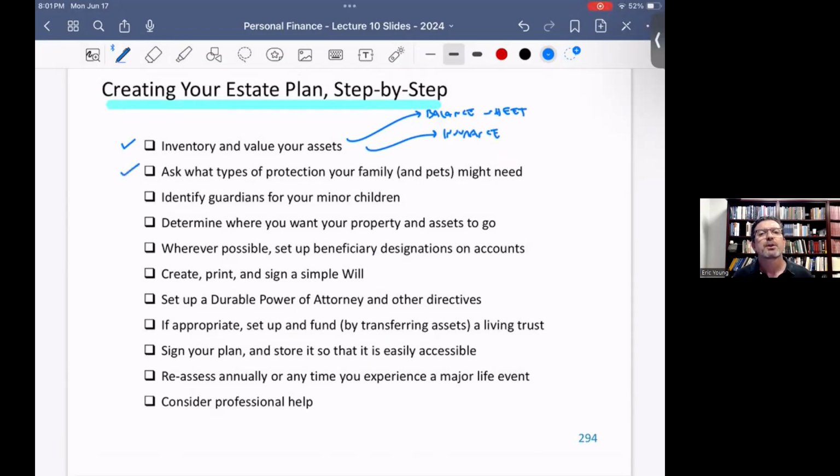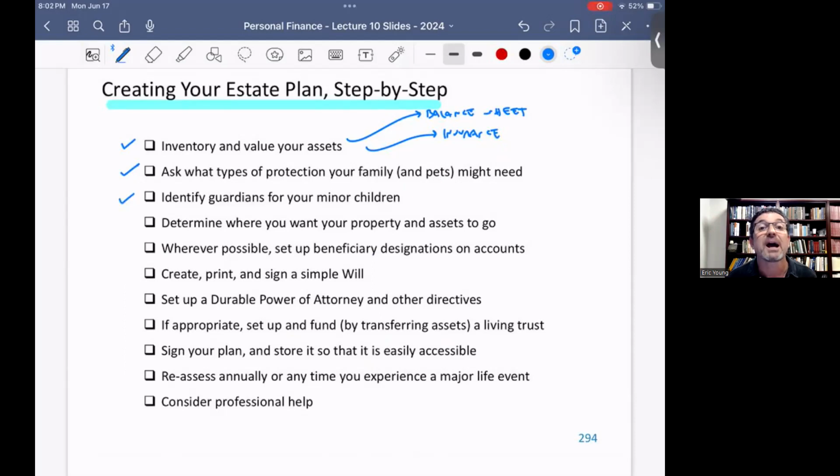Step two, think creatively about the people you love and ask, what types of protections do your family need? Note also that you can use your estate planning documents to also set aside money for the care of your pets. And if pets are an important part of your life, like a part of the family, you want them taken care of as well. That's a great thing. So think broadly, open-mindedly about the different types of protections that your family and your pets might need.